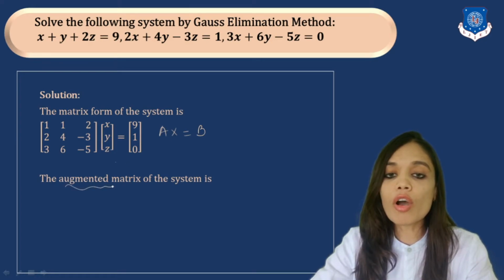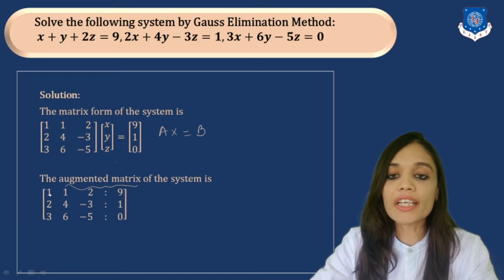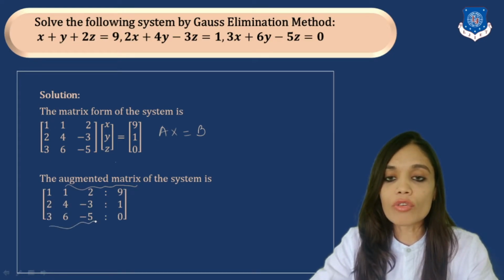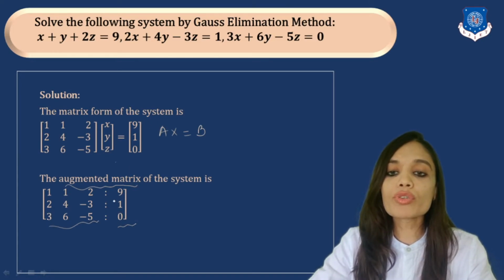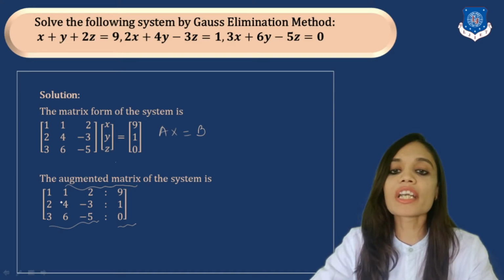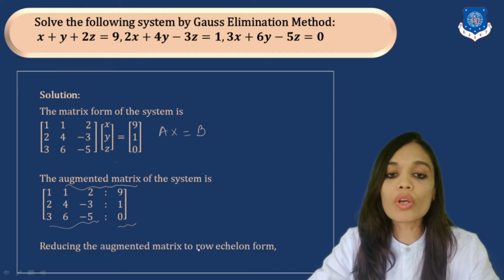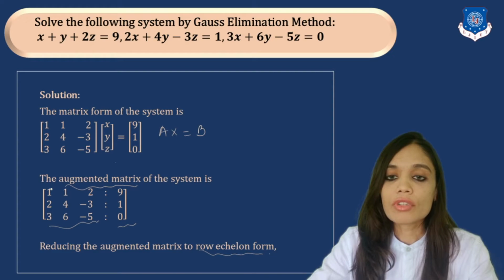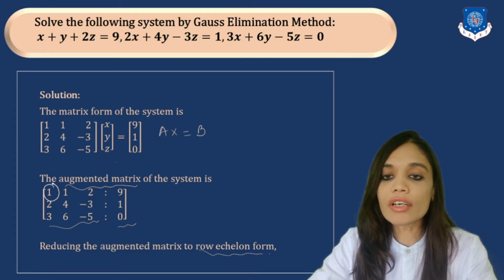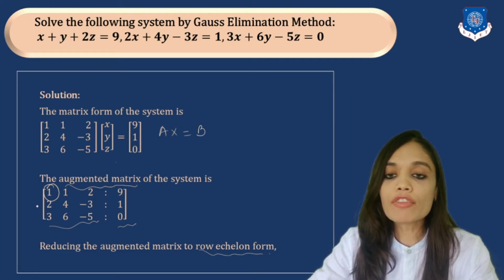So now we will form our augmented matrix of this system. So finally, A | B is written as, write this matrix A over here and write the matrix B over here. Now what we have to do, we have to reduce this augmented matrix into row echelon form, right? So here we have leading one, right? Okay. So we have to form 0 at these two positions.